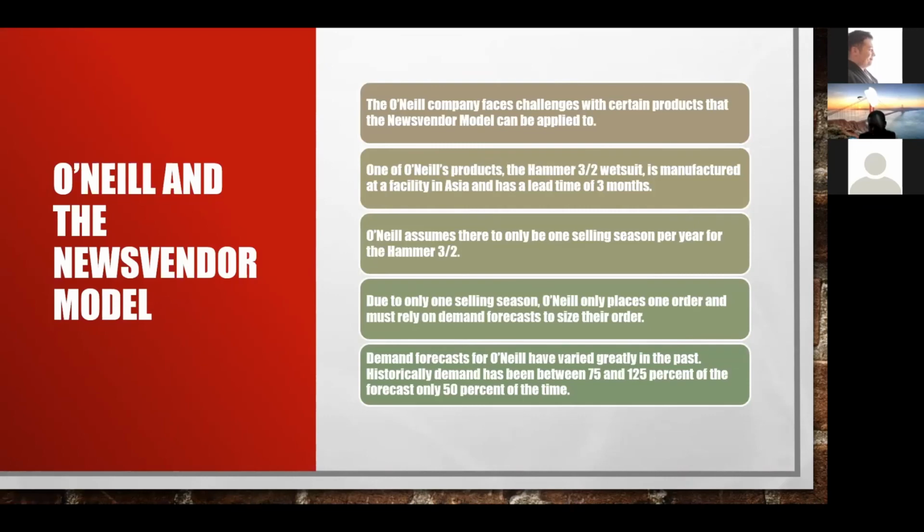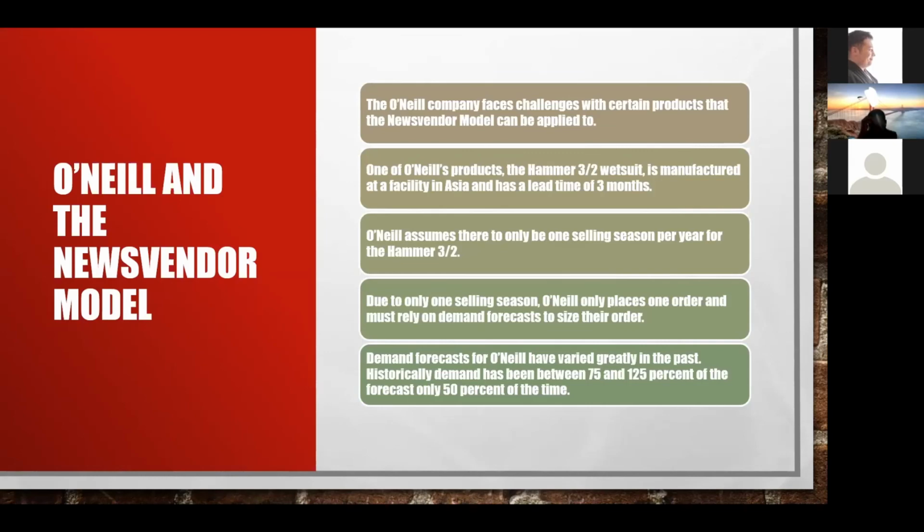So an example that the newsvendor model can be applied to is with the company O'Neill and one of the products that they sold. O'Neill faces challenges with certain products that the newsvendor model can be applied to. One of O'Neill's products, the Hammer 3/2 wetsuit, is manufactured at a facility in Asia and has a lead time of 3 months. O'Neill assumes that there will only be one selling season per year for the Hammer 3/2. As previously stated for the newsvendor model, there's only one order quantity. There's only one order per season, so that's one of the reasons it applies to the newsvendor model.